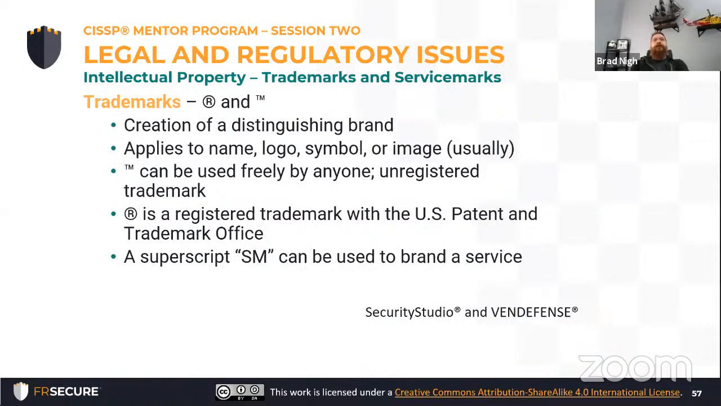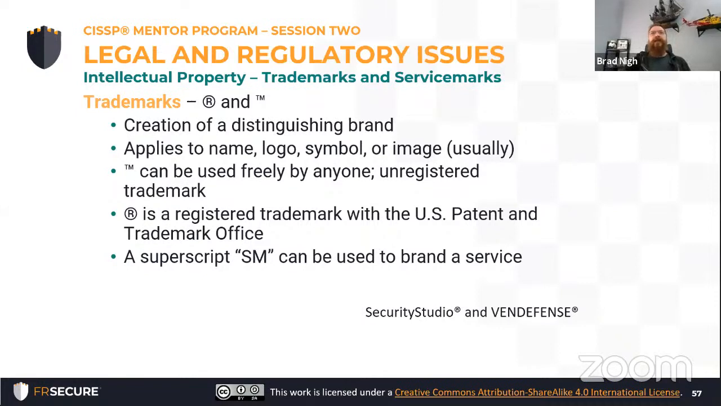All right, trademarks, registered and just trademarked. So it's the creation of that distinguishing brand. So you've got down here with the shield would be, or I'm sorry, the security studio, VinDefense. This is actually now S2 vendor. I forgot to change that, but again, you can see these are registered, right? We went to the patent and trademark office and said, we want to be the ones that own this. You can't use it without, we own it. Excuse me.